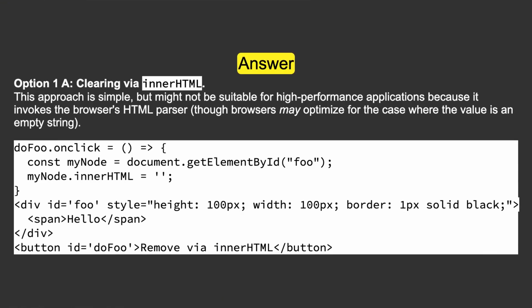Option 1A. Clearing via innerHTML. This approach is simple, but might not be suitable for high-performance applications because it invokes the browser's HTML parser, though browsers may optimize for the case where the value is an empty string. The important line here is myNode.innerHTML equals empty string.